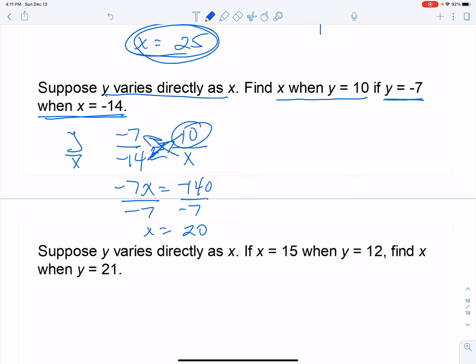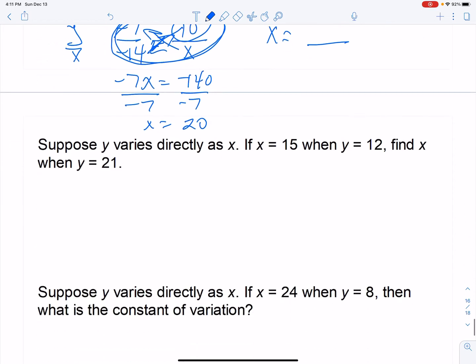So what I'm going to expect to see on your assignment when you're doing each question is I will expect to see the setup and then my x equals value. Okay, so if you don't provide me with this setup, then I count your question incorrect, because just giving me an answer is not going to be acceptable.